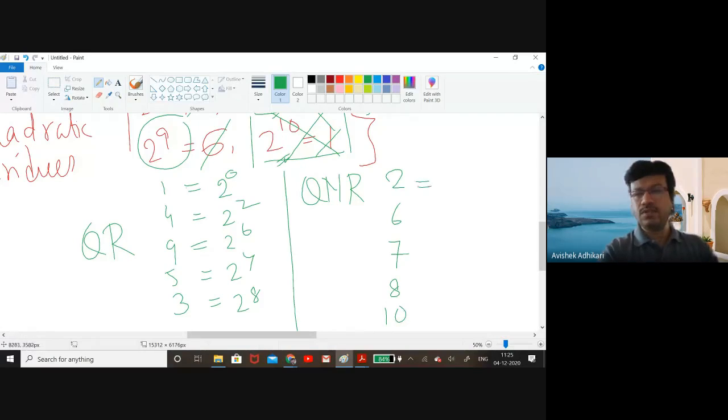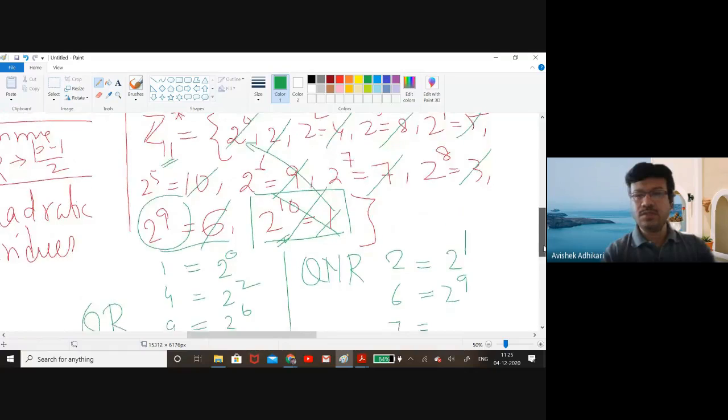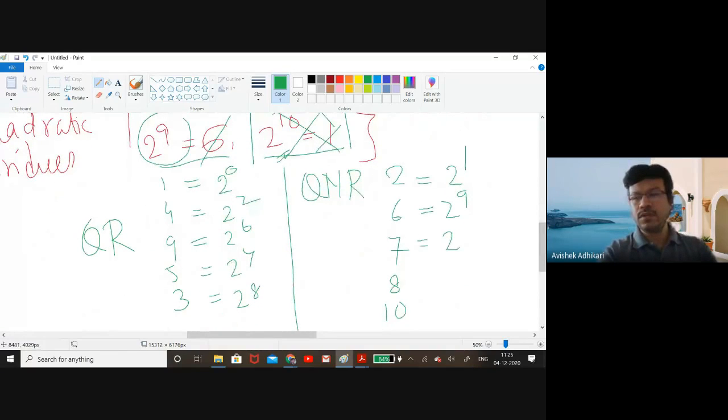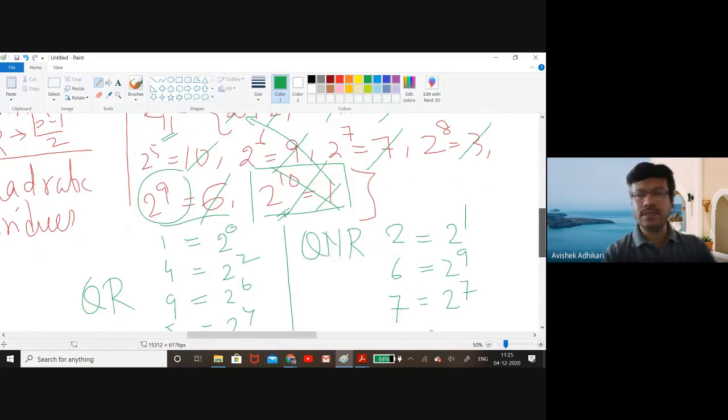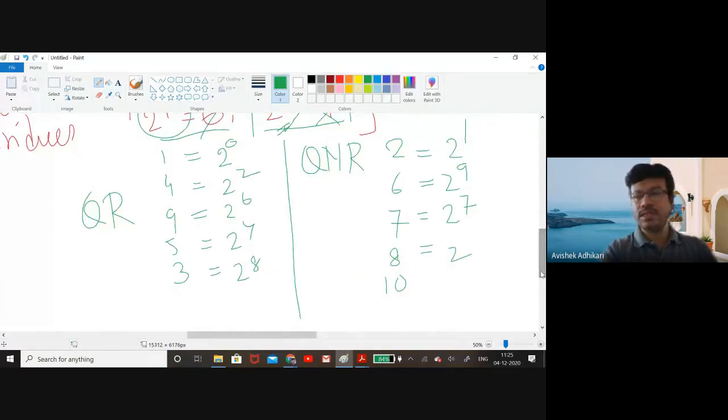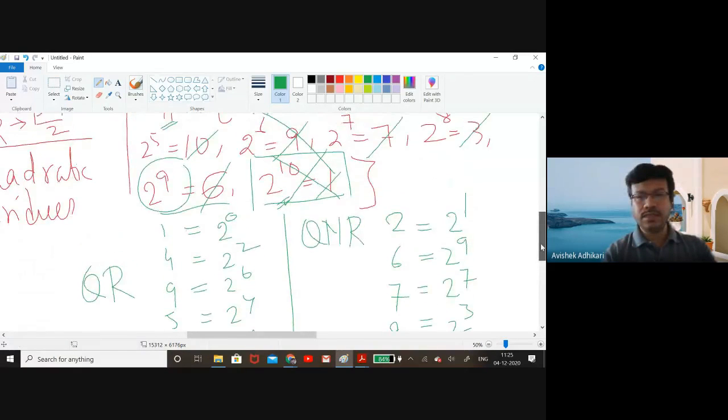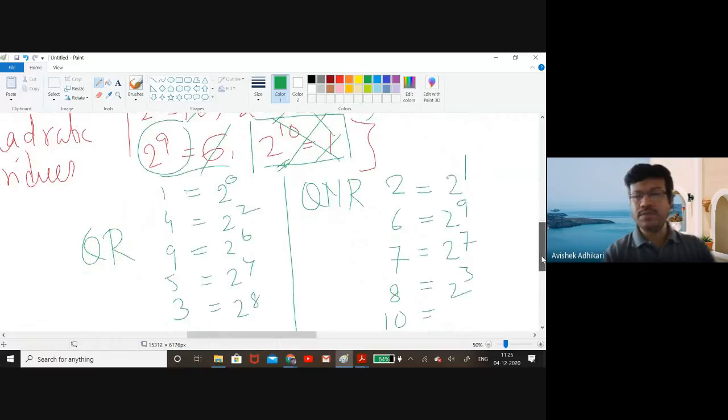Let us have a look. 2 is 2 to the power 1. What is 6? 6 is 2 to the power 9. What is 7? 7 is 2 to the power 7. What is 8? 8 is 2 cubed. And what is 10? 10 is 2 to the power 5.